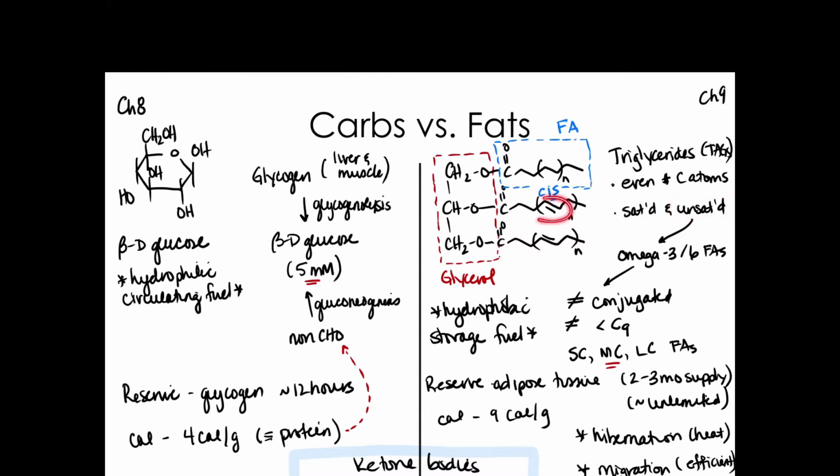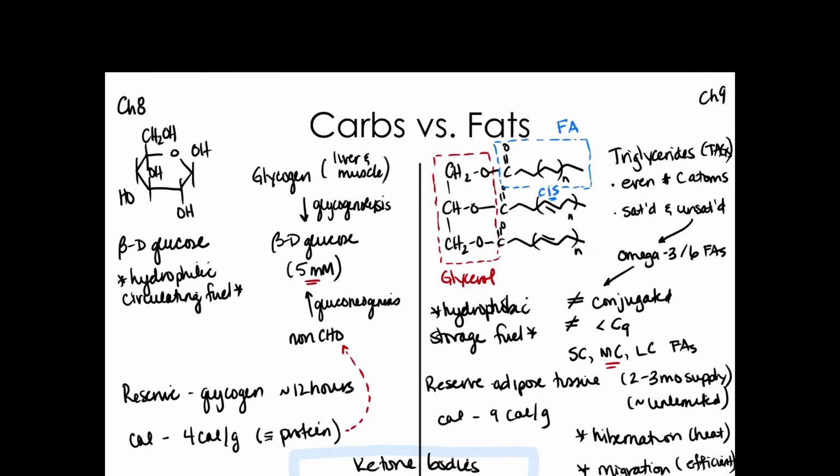Unsaturated fatty acids, when we introduce double bonds, have a few specific rules. Again, these double bonds are never in conjugation, never before carbon number 9. And then we have some specific nomenclature for omega-6 and omega-3 fatty acids, and that refers to the position of that double bond from the end of the fatty acid chain that we have there.